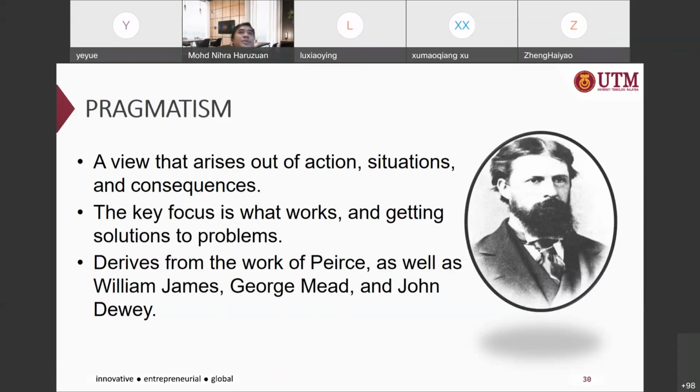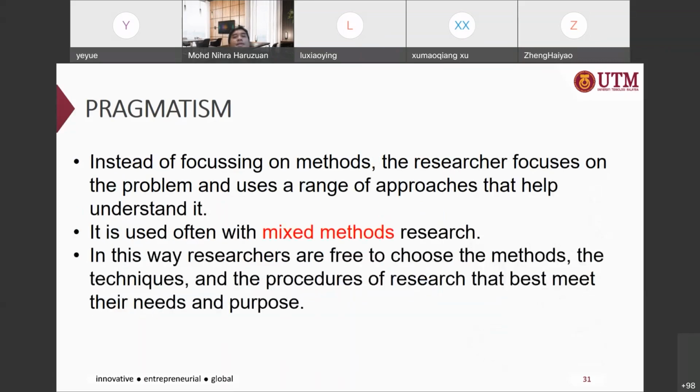For modern, you can see the mixed method books. There are a lot of mixed method books. This is basically focusing on method. The researcher focuses on the problem and uses a range of approaches that help understand it. This is often associated with mixed method research. In this way, researchers are free to choose the method, the technique, and the procedures of research that best meet their needs and purpose.